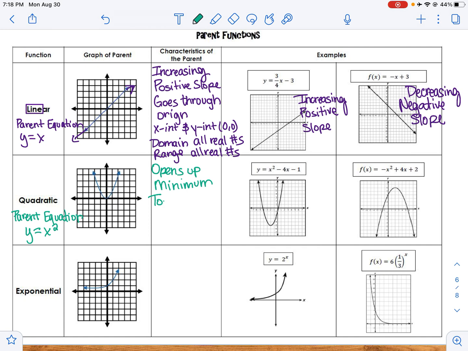It touches the origin. Which again means that the x and y intercept is 0, 0. Okay, this one only crosses or touches the x-axis one time, so therefore this has one x-intercept, which is 0, 0.